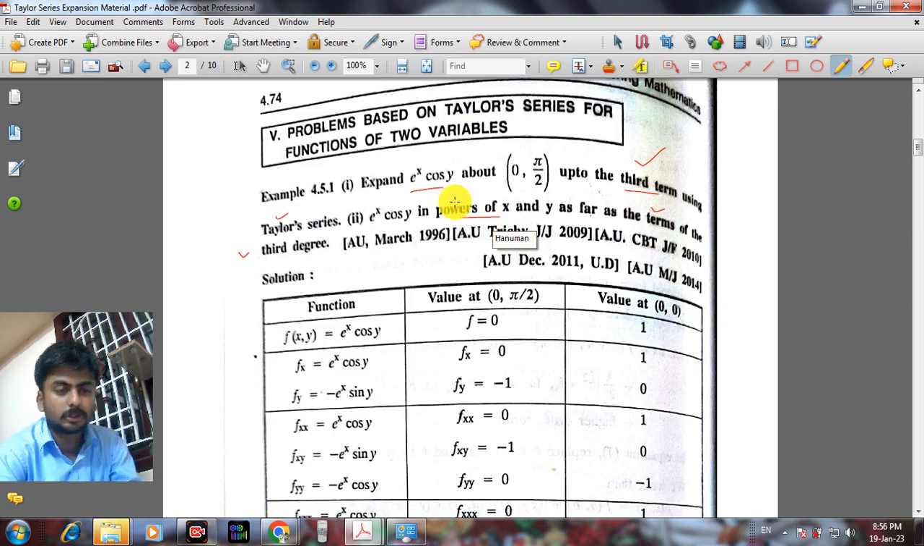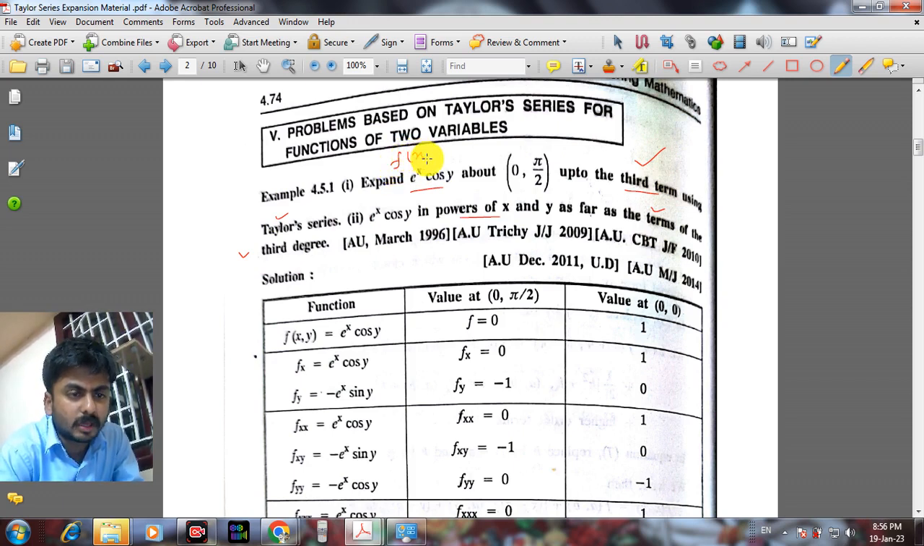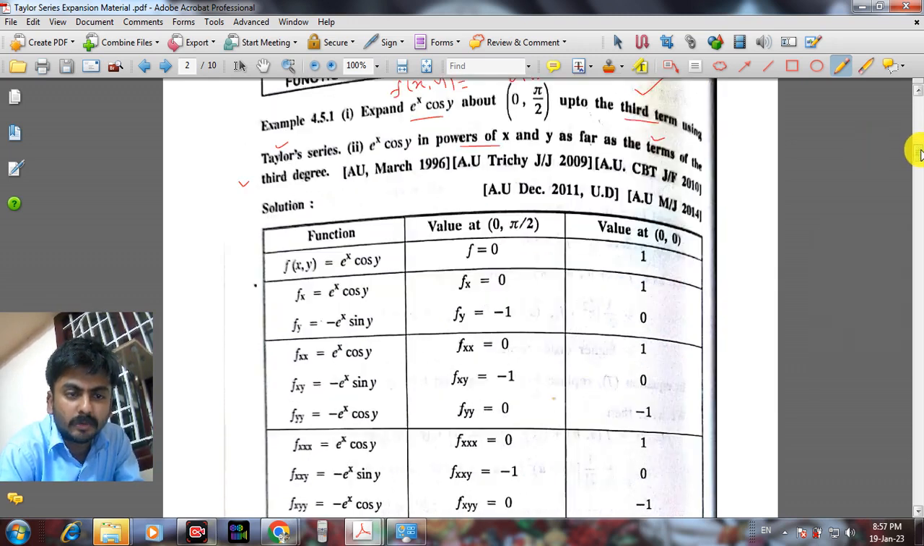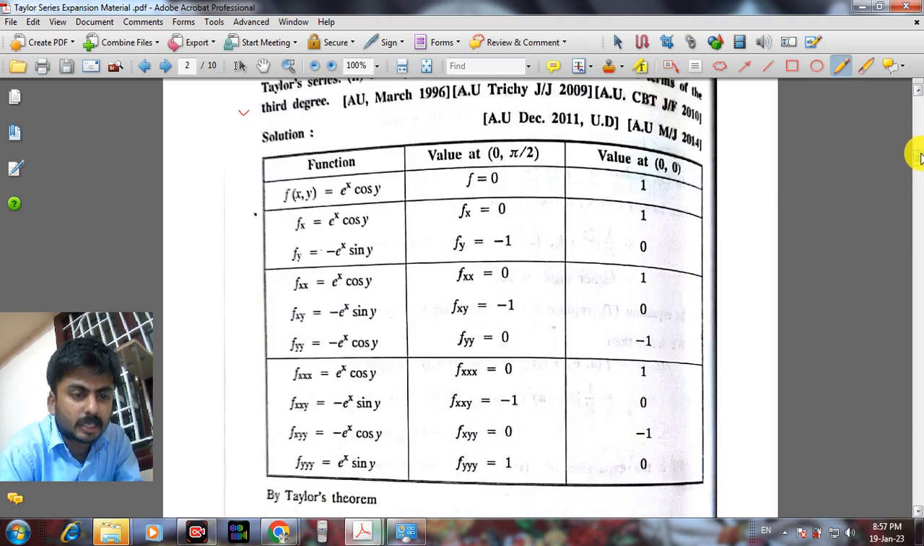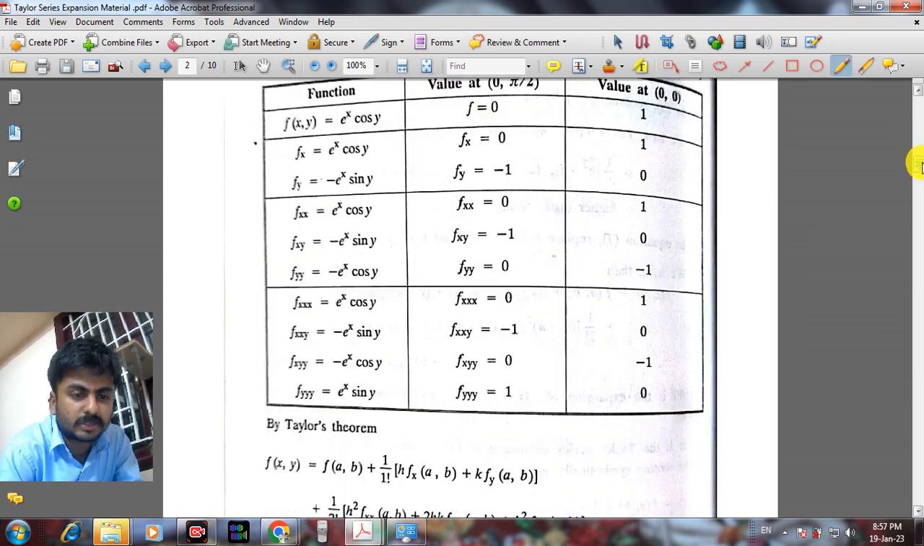Now the given function is a function of x comma y. So f of x comma y equal to e power x cos y. So these 2 points are a comma b. So now we know the formula and we want to find the terms involved in that formula. First we shall write the formula.